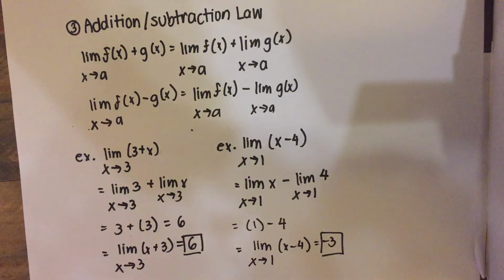For our second one, we have the limit of x minus 4 as x approaches 1, and we separate these two terms, so you have the limit of x as x approaches 1 minus the limit of 4 as x approaches 1. If we substitute x with 1, we get 1 minus 4, which leaves you with negative 3. So that is your limit.